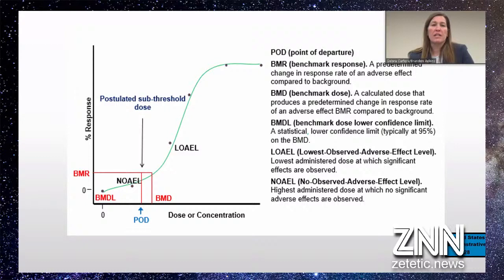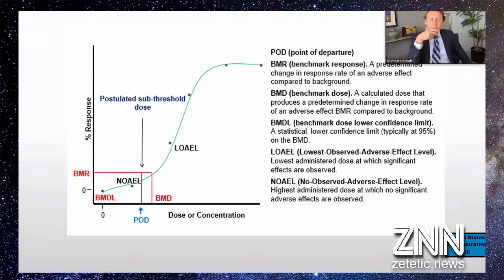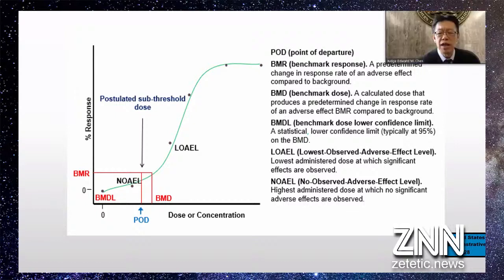So on this chart we're looking at here, would it be accurate to say that the benchmark dose is equal to the point on which the dose and the response meet on the dose response curve? Maybe you can rephrase that. On this chart, the BMD is equal to the point on which the BMR intersects with the dose response curve. Is that right? Correct.